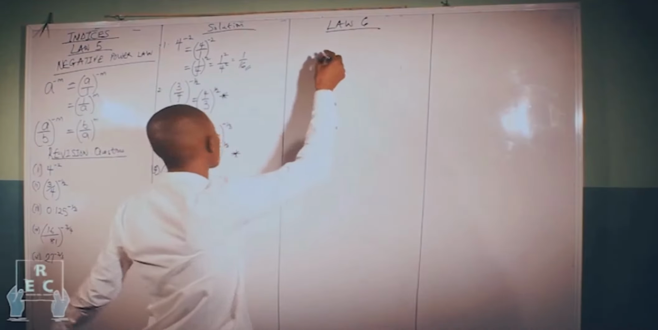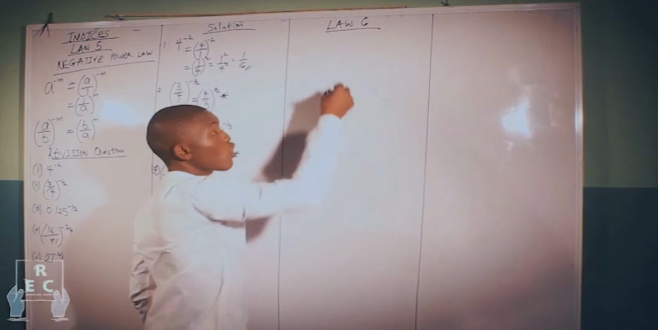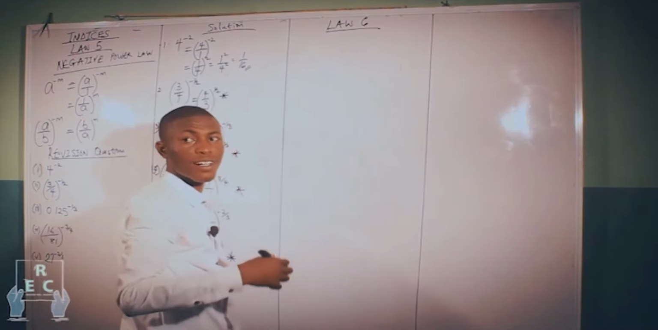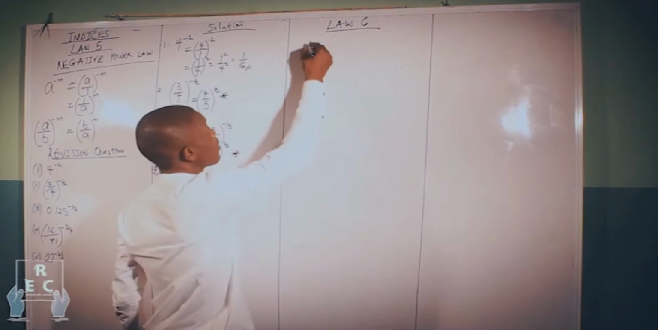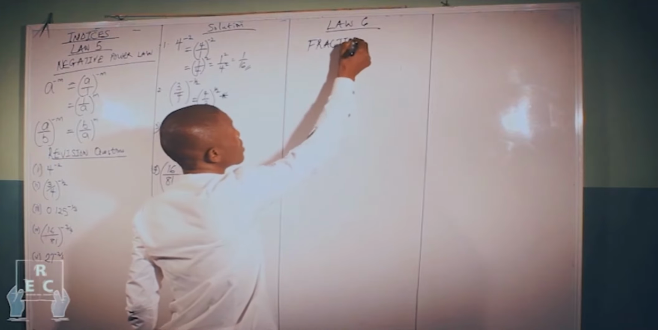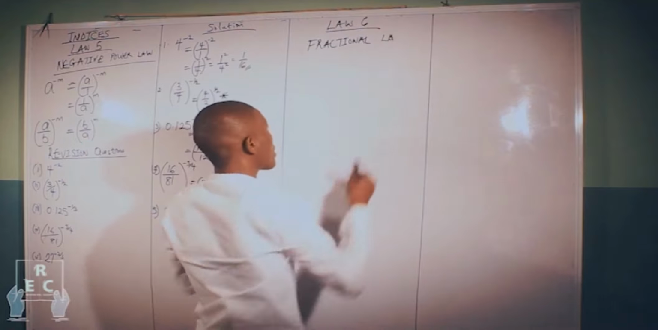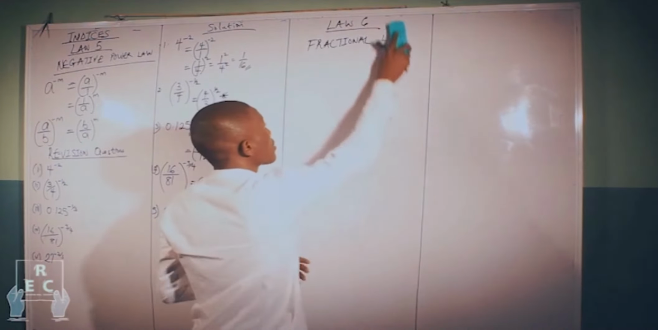Law 5 has led us to Law 6. Law 5 is a negative power law. Law 6 becomes the fractional law. The fractional law.